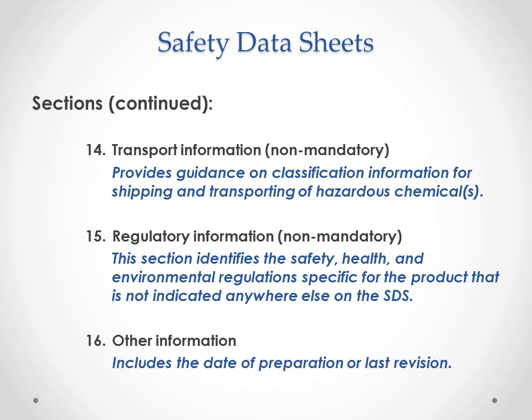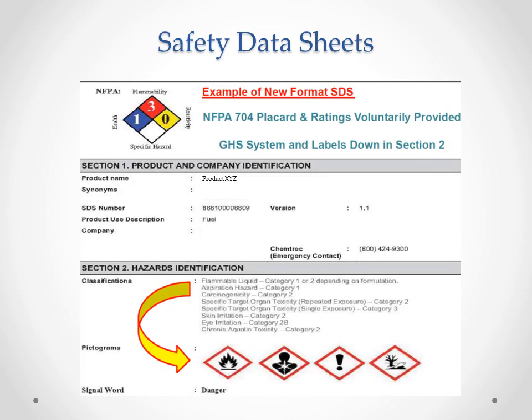Section 16 is a catch-all. Anything else that was not in the other sections can be put here. Primarily, this is going to be used to show the date of preparation or last revision. So let's take a look at an example of a safety data sheet.